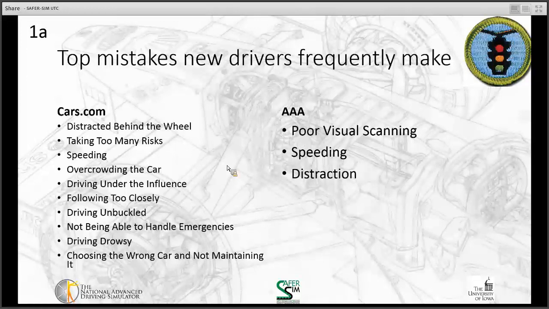But there's a long list of these. Cars.com has a list that they keep updated over time as well. They include distracted behind the wheel, taking too many risks, speeding, overcrowding the car, driving under the influence, following too closely, so getting too close to the car in front of you so you don't have enough time to respond, driving unbuckled, not being able to handle emergencies, driving while drowsy, or choosing the wrong car and not maintaining it. Some people get a car that's more powerful than what they can control, and then they get into a situation where they're not able to avoid a crash.